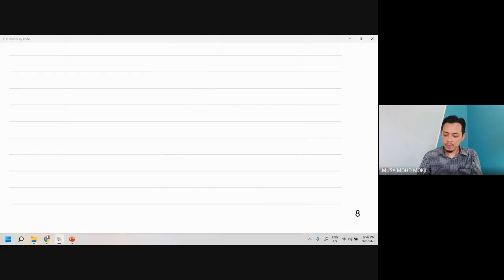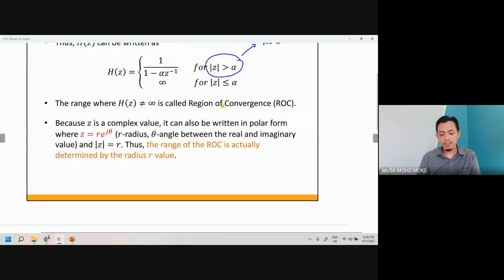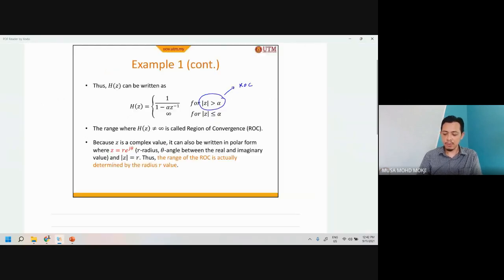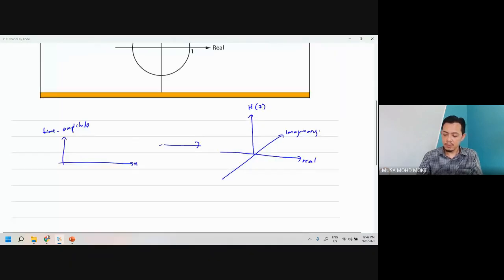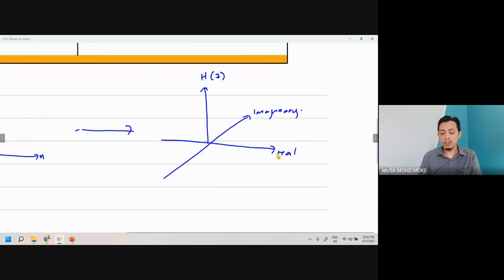Because z is a complex value. So if you remember, I sketched this one. This is the z domain, so it consists of real and imaginary. So this is actually z, the real plus imaginary. That's why we put it as H as a function of z. What is that z? z is actually real plus imaginary. So that one is z.